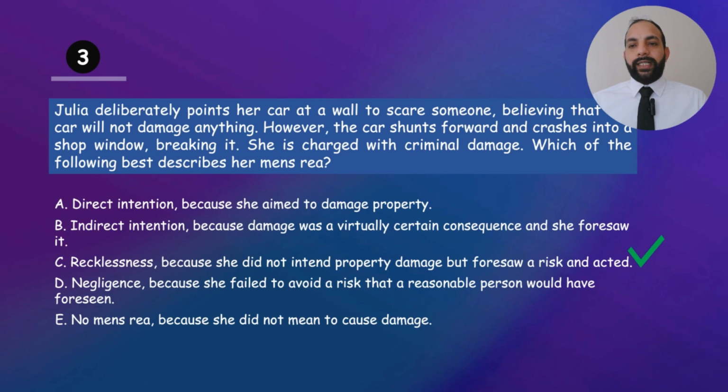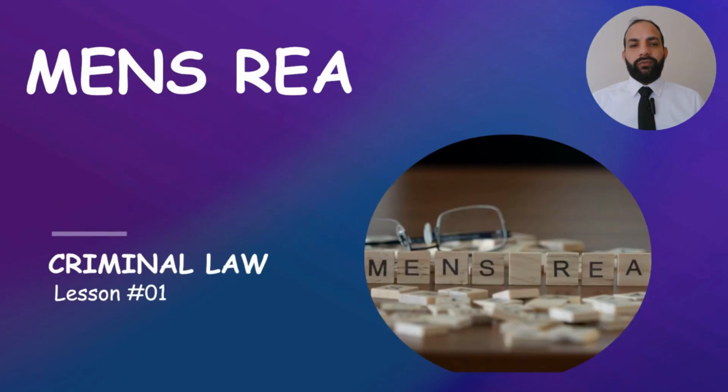So the right answer is C, recklessness, because she did not intend to damage the property, but foresaw a risk and acted. So this is all for today's topic, mens rea. We tried to explore and learn about mens rea.